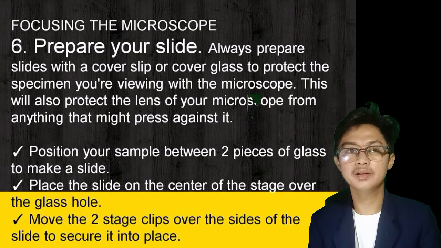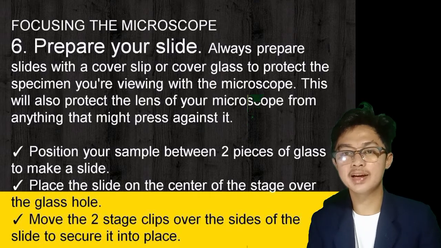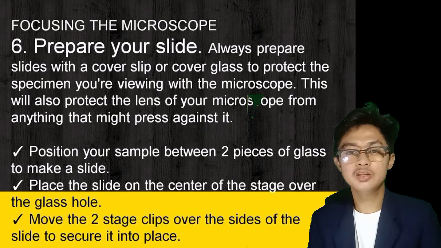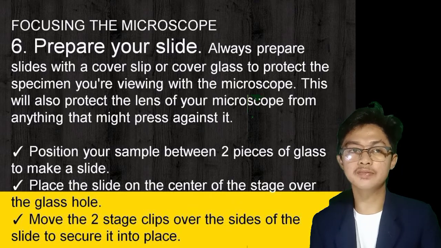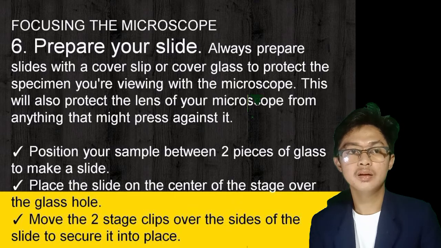In the sixth step, you should prepare your slide. Always prepare slides with a cover slip or cover glass to protect the specimen you're viewing with the microscope. This will also protect the lens of your microscope from anything that might press against it. Position your sample between two pieces of glass to make a slide. Place the slide in the center of the stage over the glass hole. Move the two stage clips over the sides of the slide to secure it into place.